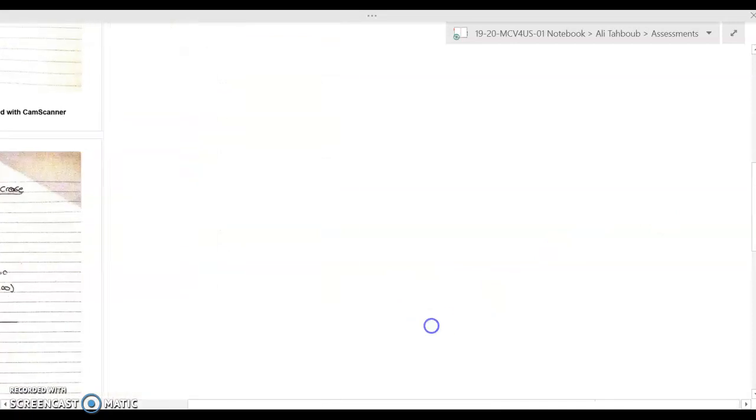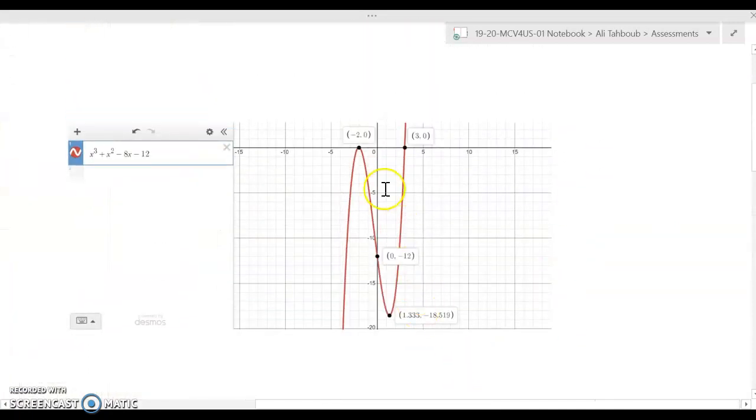And we can prove that over here. Our local max is actually at (-2, 0), and then our local min is at roughly (1.33, -18.519). Well, I guess that's the exact number because this is the Desmos graph.